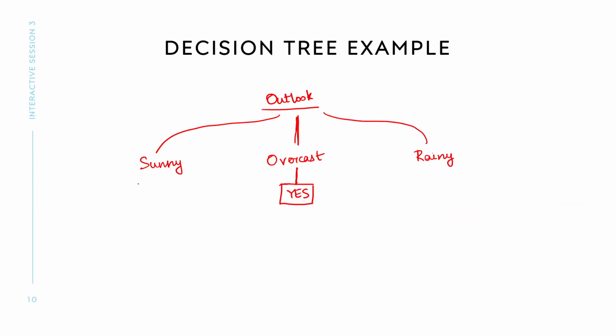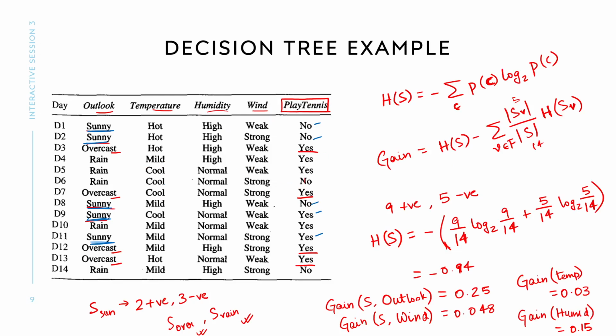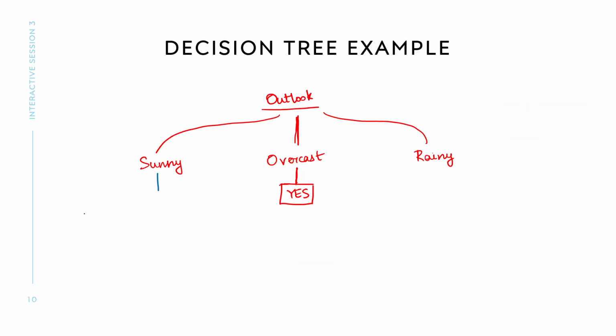So for Sunny, I may have to check for another feature. The next thing which I'll check, based on these gains, is humidity, right? Because after 0.25, the next biggest value is 0.15 over here. So I'll check humidity first before wind because it has a higher gain. I will always choose the next feature which has the highest gain. So for Sunny, I will now check humidity.